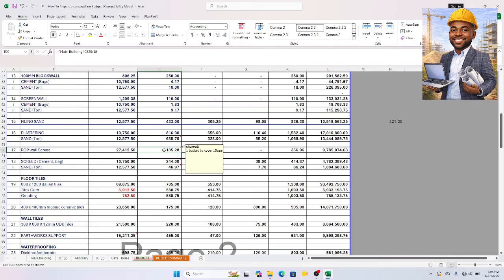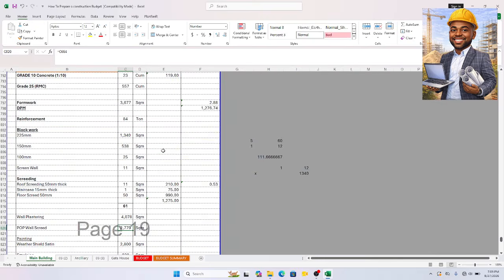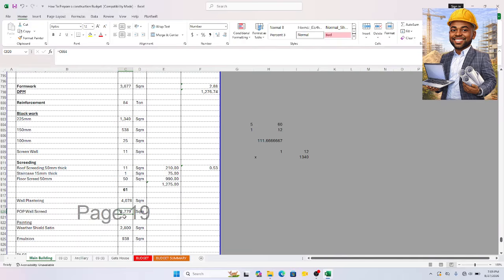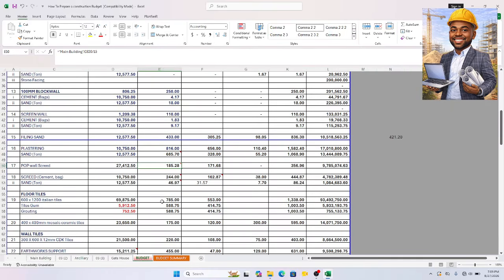The question is, what is the total POP wall screed? The total square according to the BOQ is 2779. I want to know how many buckets I'm going to buy, so divide by 15. The same thing here for the ancillary building. We don't have it for the gatehouse. This is the total. As at then, 25,500. I think that's the current price, 25,500 for a bucket of putty.